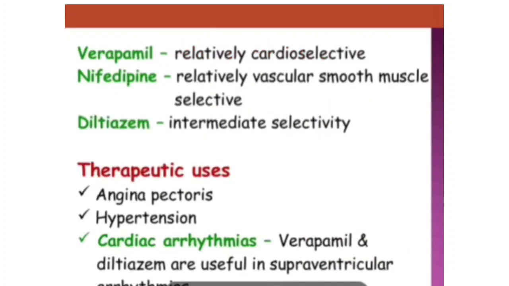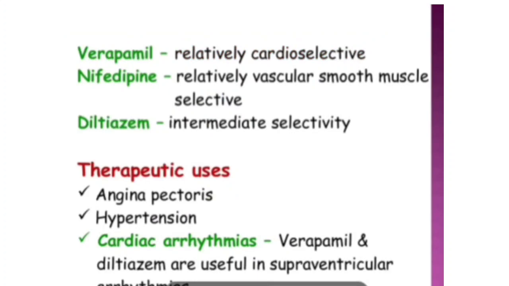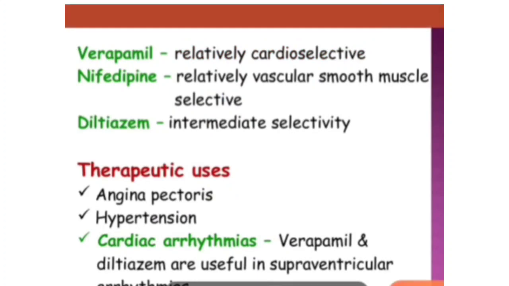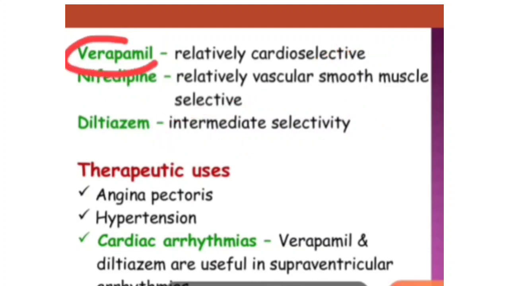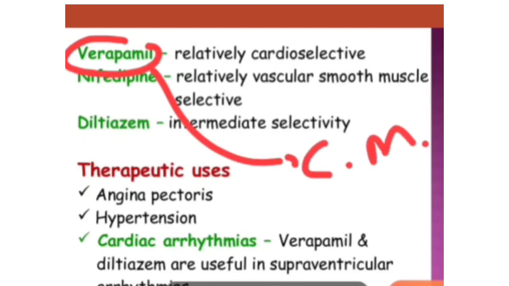Then verapamil is a relatively cardioselective drug and mostly affects the atrioventricular node, the AV nodal drug. Nifedipine is relatively smooth muscle selective, and diltiazem has intermediate selectivity. Mostly we use verapamil. Verapamil affects atrioventricular conductivity, when the sinoatrial node signal comes into the atrioventricular node and then into the Purkinje fibers. It is most effective on cardiac muscle, while nifedipine acts on smooth muscle.